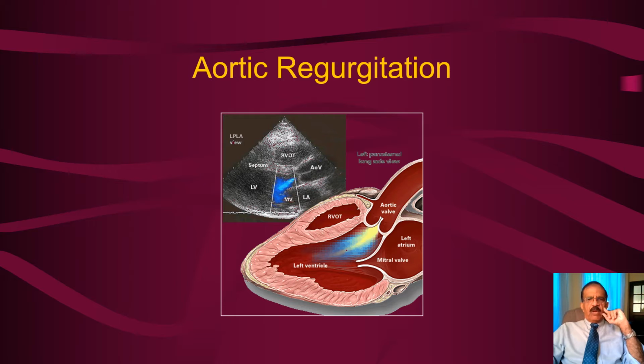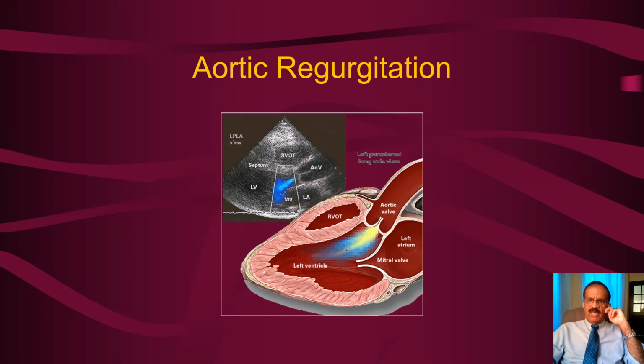This is an actual echo. You can see that this is the aortic valve. I think if you can appreciate this structure like this, two cusps joining each other in the center, and this is the aorta. Blood is coming back, and this blue jet indicates that there is regurgitation. So this was the basics of what aortic regurgitation is.